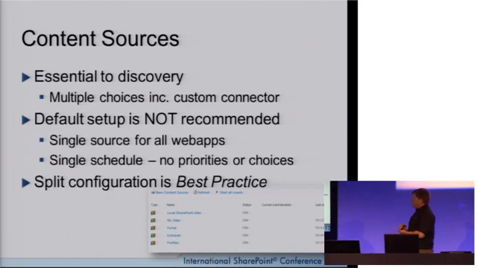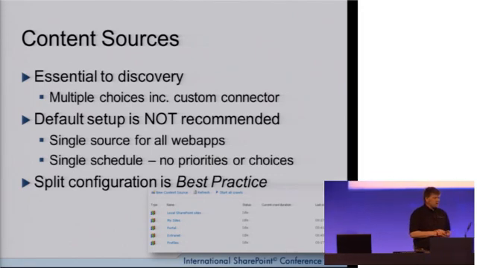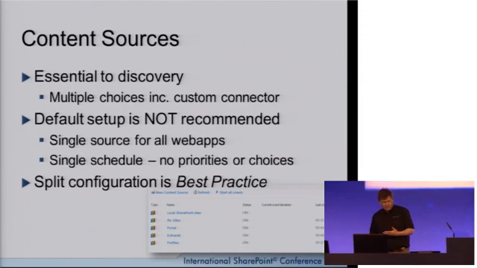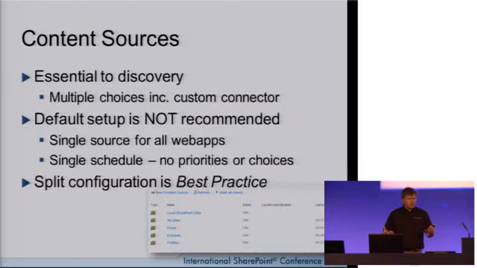The important thing to note is that the default setup is not recommended. The reason for that is the default setup lumps everything into one content source. So all our start addresses end up in one location, which means we get one crawl schedule, which means we can only manage them as a single entity. So things become very painful for us. So the key thing we want to do is split the configuration. That's the first best practice, the first common or good practice we're going to look at.